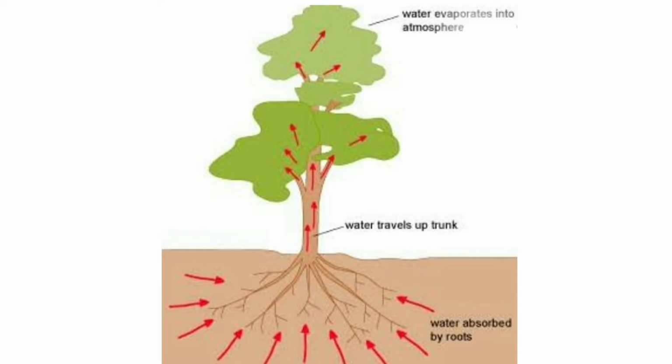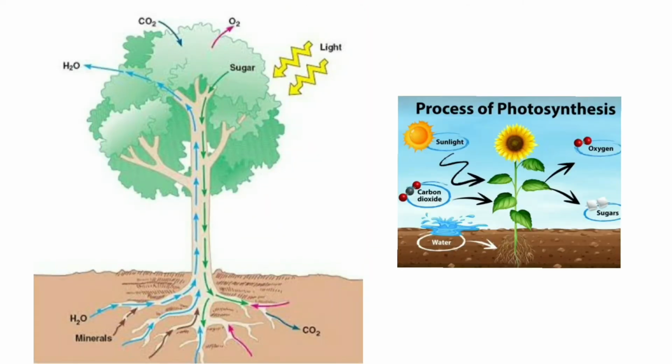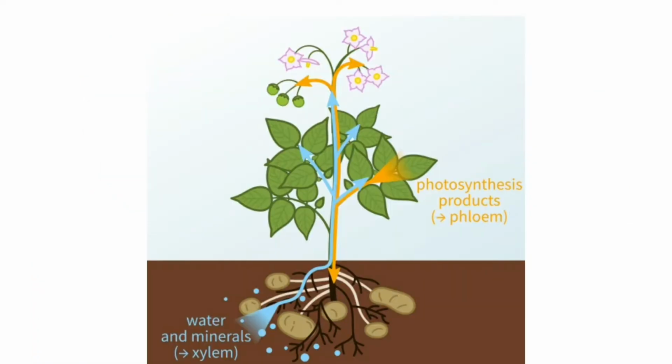Plants get water and minerals from the soil. These have to be carried all over the plant. The leaves make food by a process called photosynthesis, and this food also has to be carried to other parts of the plant. So, how do these activities take place?